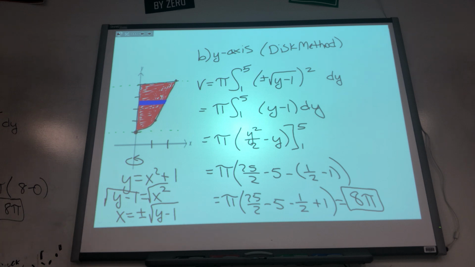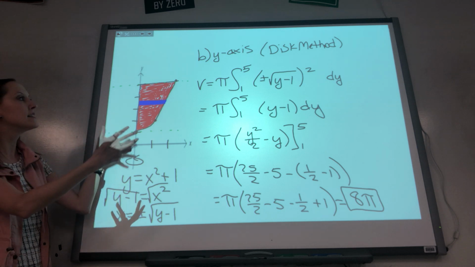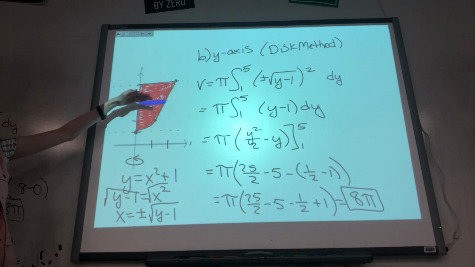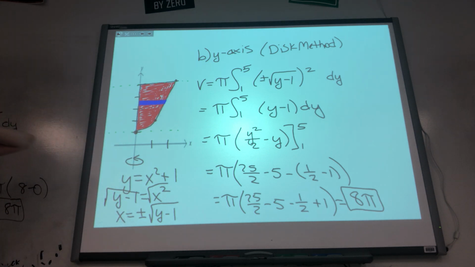Okie doke. Sometimes you need the washer method, sometimes you need the disk method. The washer method is just kind of like a branch off of the disk method. They're very similar, but again, it just depends on the placement of the rectangle.